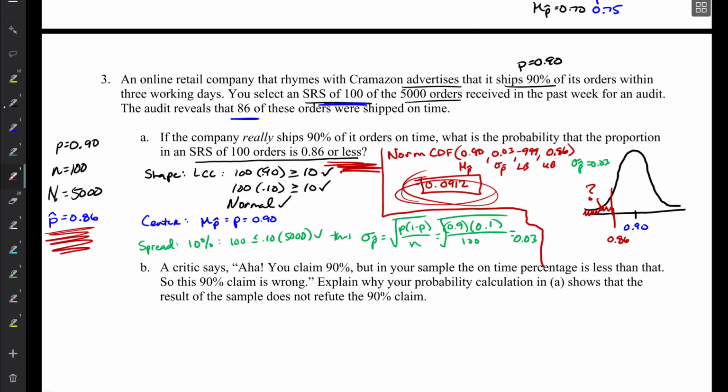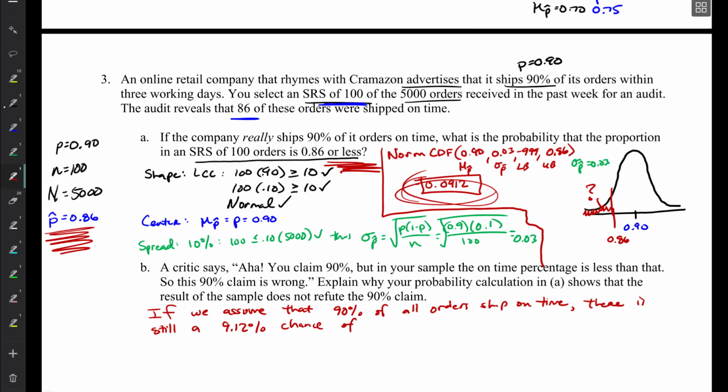So here's what we can say. If we assume that their claim is true, if we assume that 90% of all orders ship on time, there is still a 9.12% chance of seeing a sample where only 86% ship on time due to just simple random chance alone.